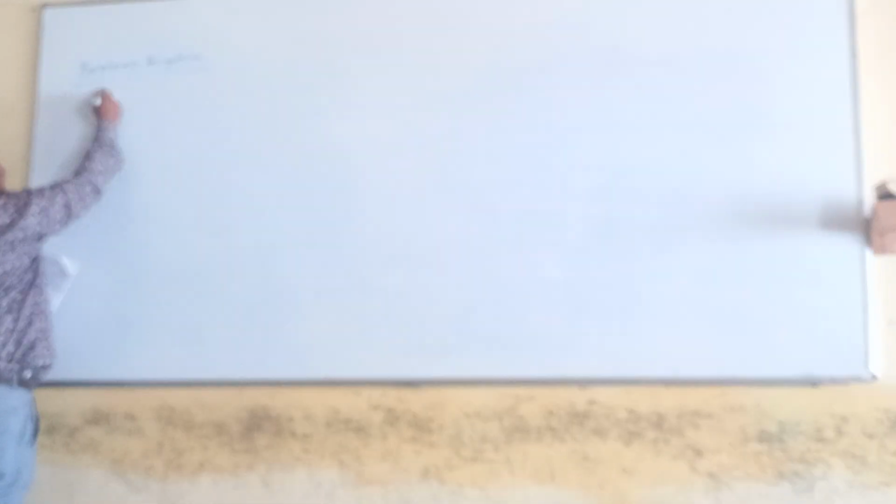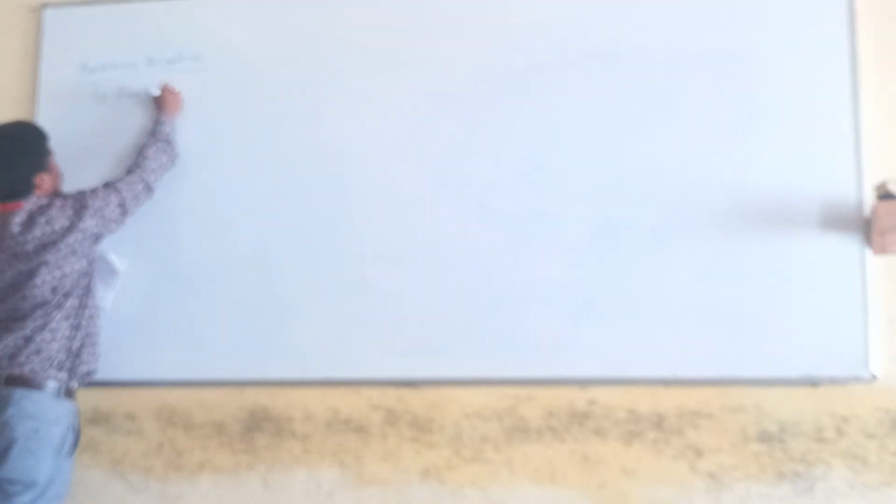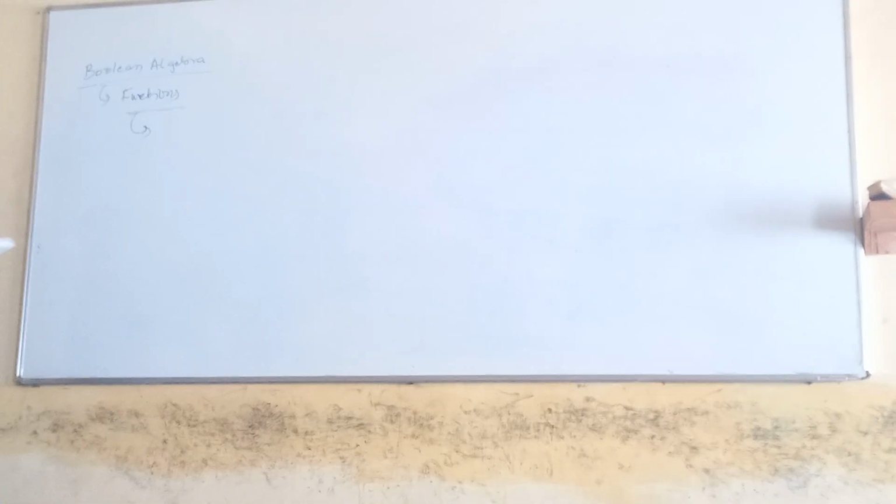Boolean algebra will give the functions. These functions can be in complex forms. In order to avoid this complexity in designing digital circuits, I need to get the simplified form of the Boolean functions. To simplify the Boolean functions, there are some theorems and also postulates.